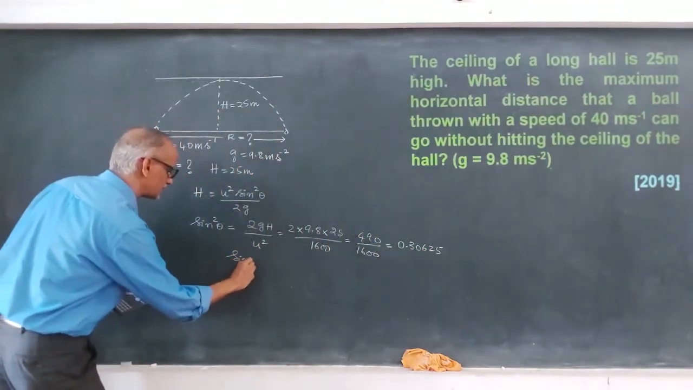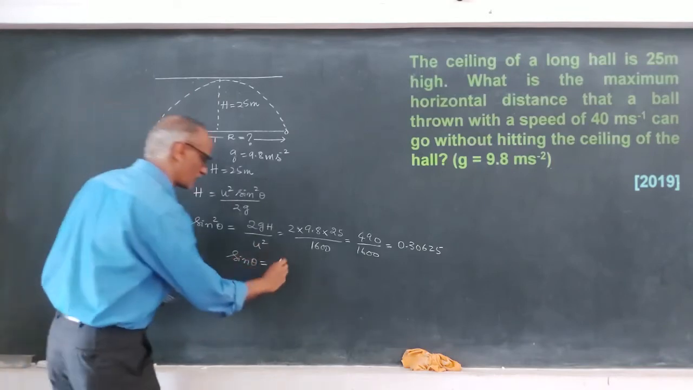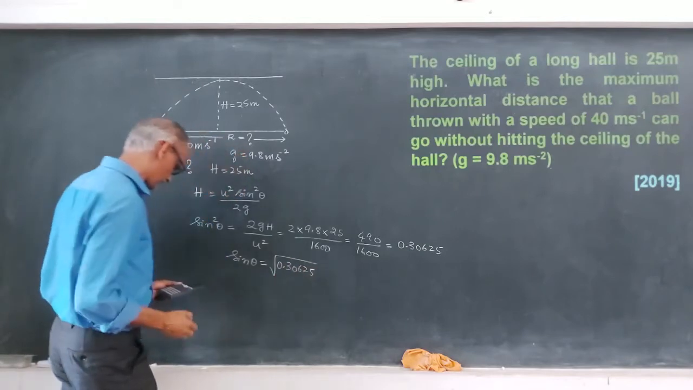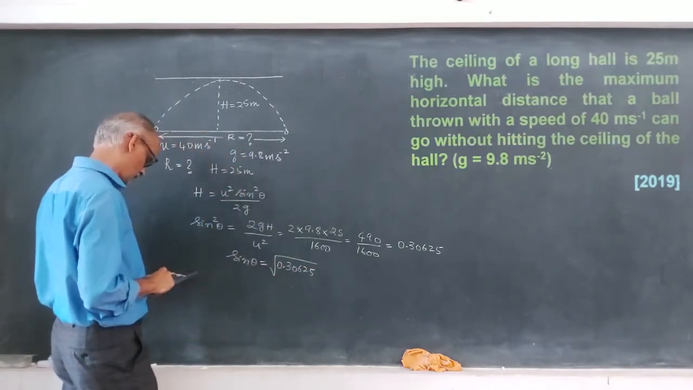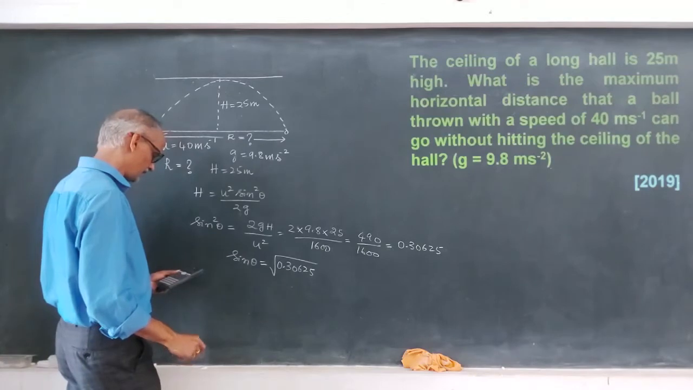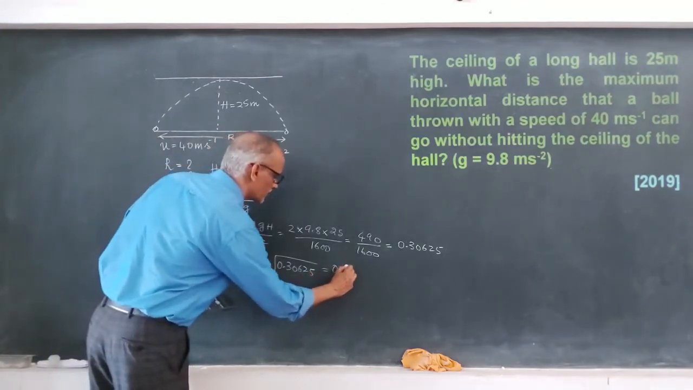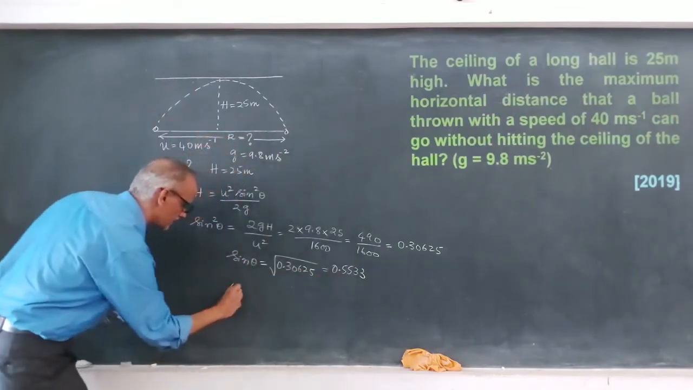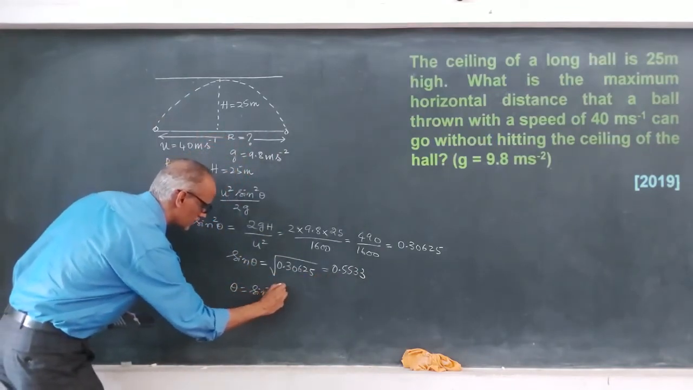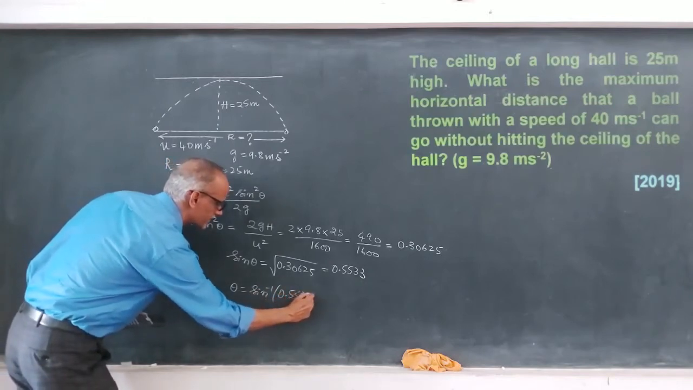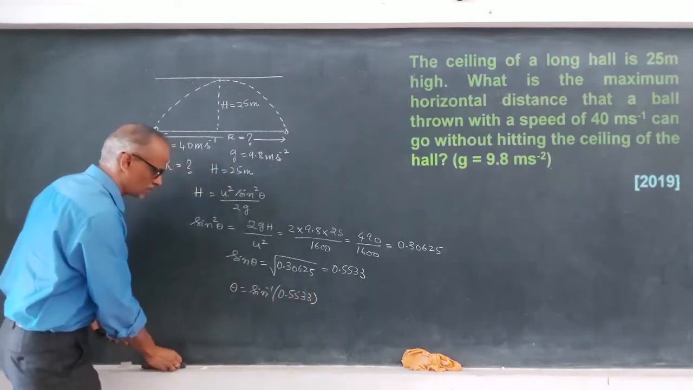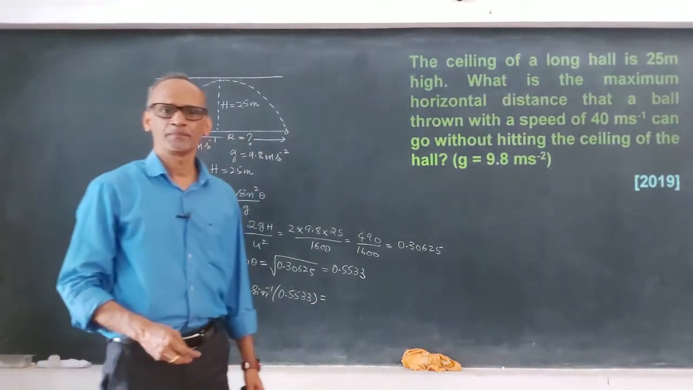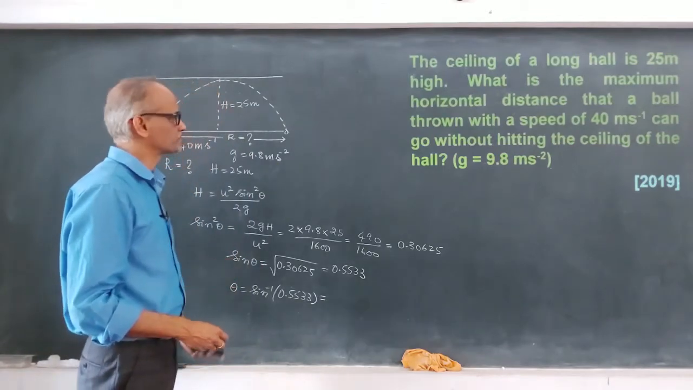So what is sine theta then? Sine theta is equal to square root of 0.30625, which is 0.5533. See, when we know sine theta is 0.5533, I can find the value of theta using sine inverse of 0.5533. To find this angle, we need the natural sine table. So I will use it now.